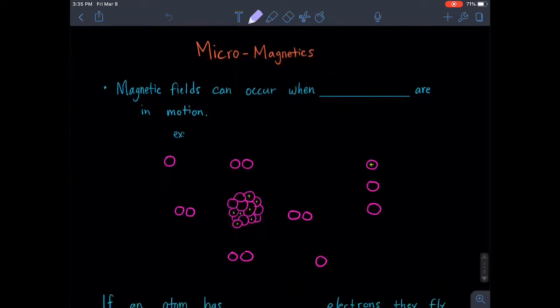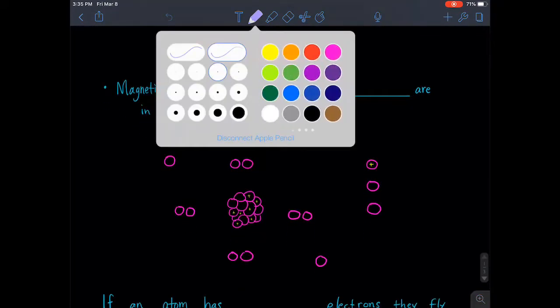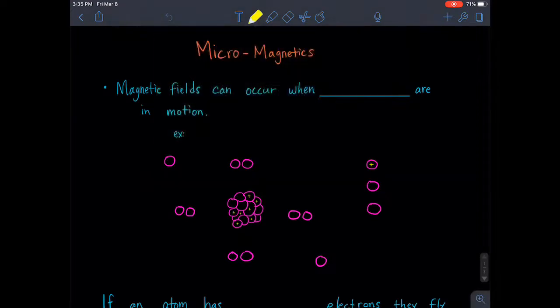So micromagnetics. Let's get a new color. Let's go with that yellow this time. Magnetic fields can occur when electrons are in motion. Now, what does that mean? Well, electrons are the things that are negatively charged, and these negative charges fly around the central nucleus of an atom. So again, the negative charges are our electrons. The positive charges, the positive protons, are found in the nucleus.